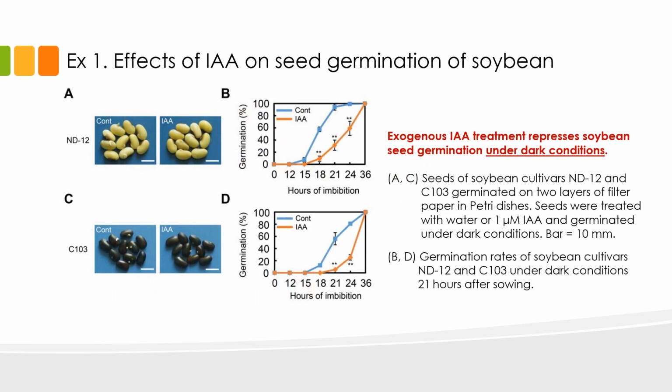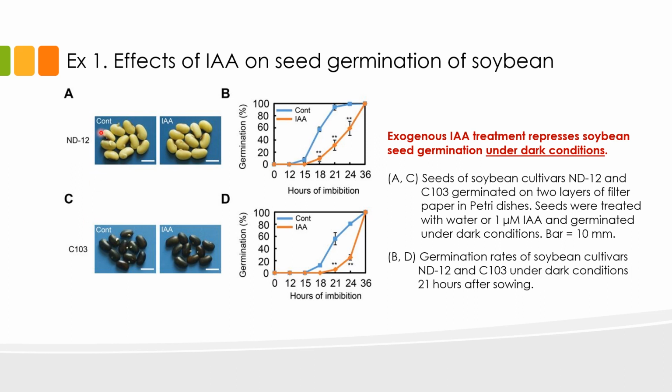This slide also illustrates the effects of IAA on the germination of two soybean cultivars, ND12 and C100. Seeds of both cultivars were germinated on 2 layers of filter paper in Petri dishes. Seeds were treated with water as control or 1 micromolar IAA. All the seeds were germinated under dark conditions.